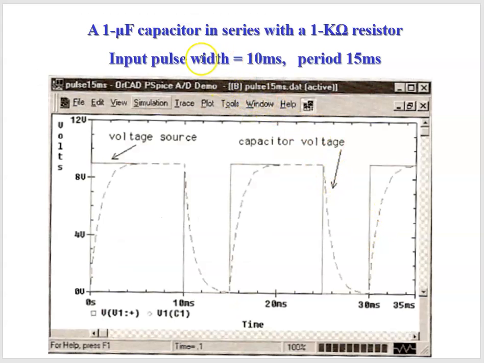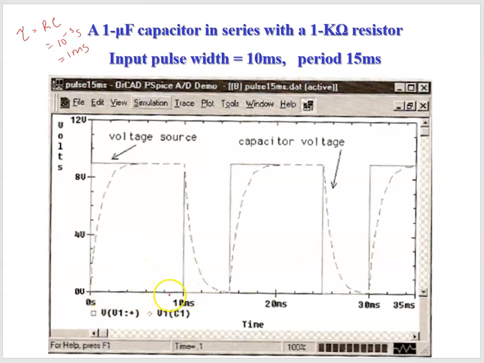In this example, what I set up is a 1 microfarad capacitor in series with a 1 kilo ohm resistor. So the RC time constant, tau, is equal to RC, which is 10 to the negative 6 times 10 cubed. So that's equal to 10 to the negative 3 seconds, or 1 millisecond. So our time constant here is much less than this pulse width high.